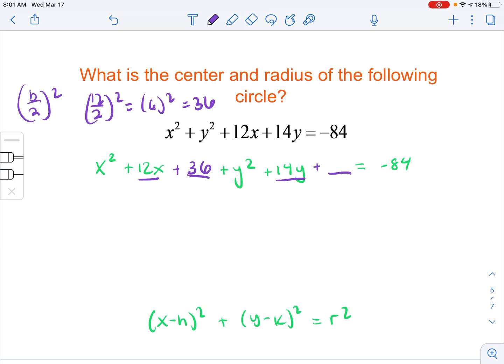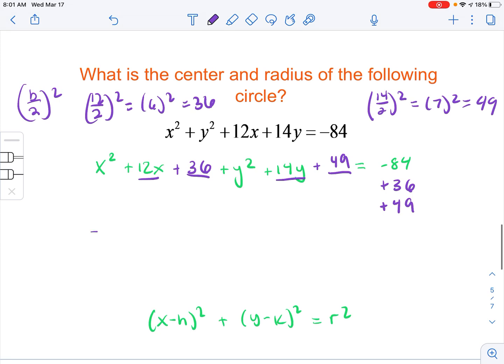But remember, what I do to one side, I must do to the other. So I must add a 36 to this side of the equation as well. Now we're going to do the same thing for the y values. We're going to take 14 divided by 2 and square it, which gives me 7 squared, which means I'm going to be adding a 49. But again, what I do to one side, I have to do to the other.